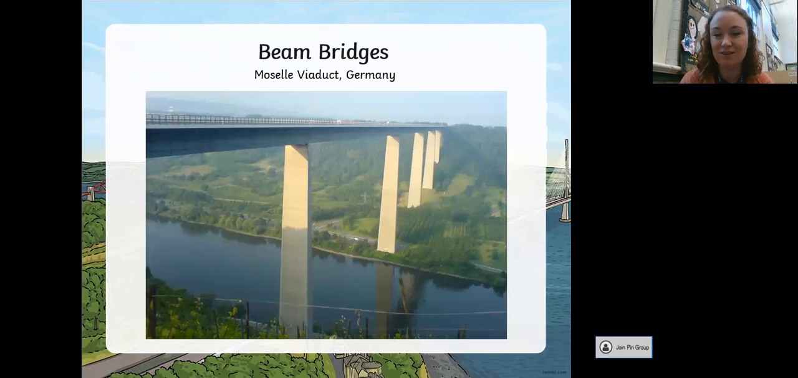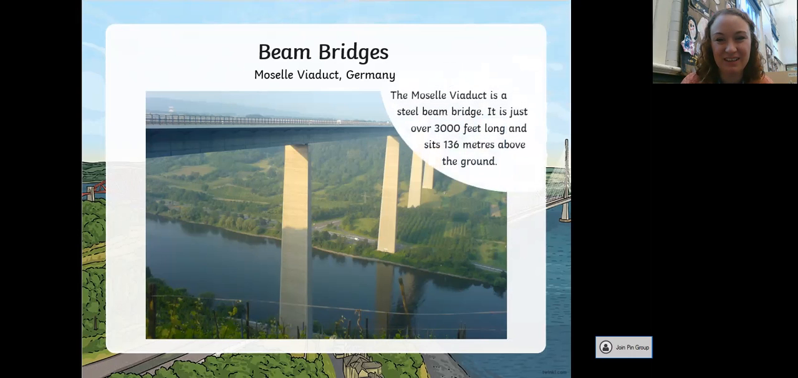And here's one. A beam bridge is built out of pillars that go straight down, and then you put the walkway over the top, just like that. Isn't that good? And in fact, you can make a beam bridge with just 2 pillars, or you can make your beam bridge longer by adding lots more pillars or beams into it to make it super duper long. And here is a very long one indeed.